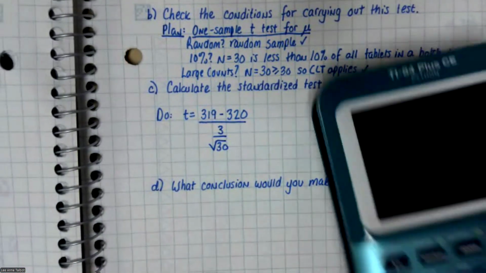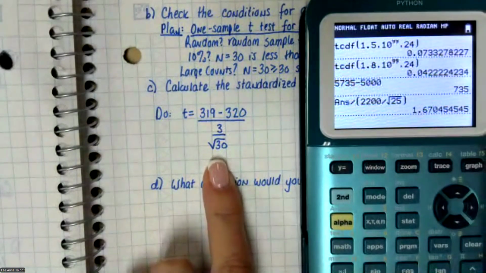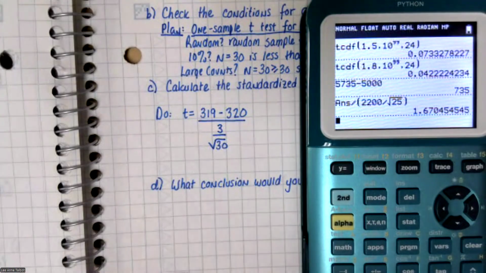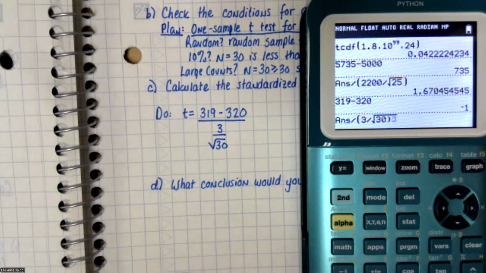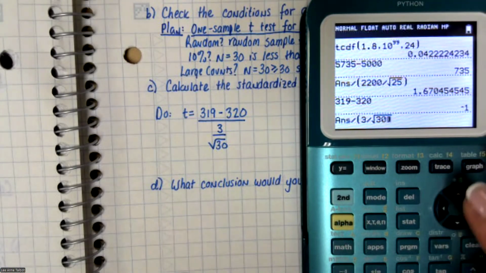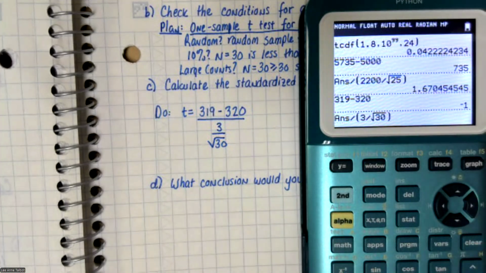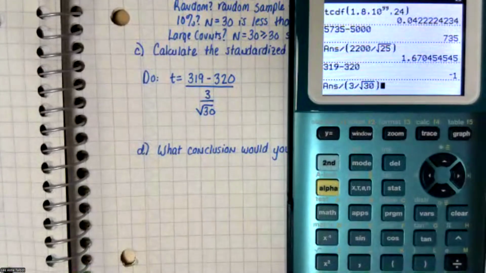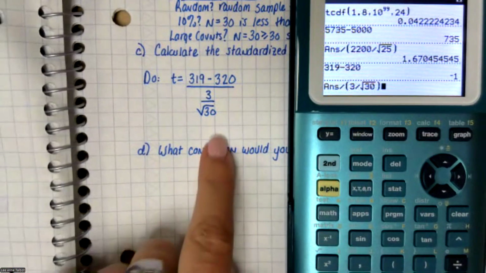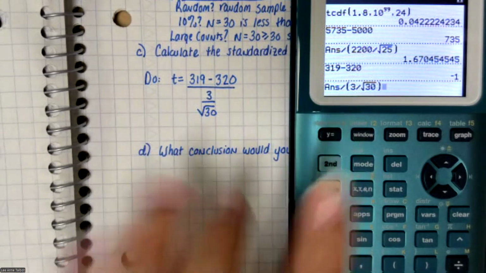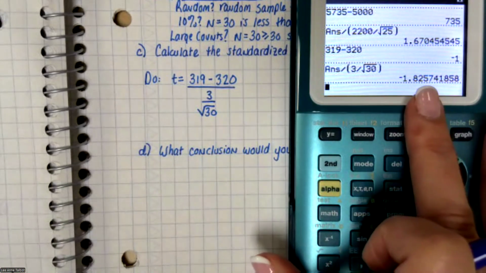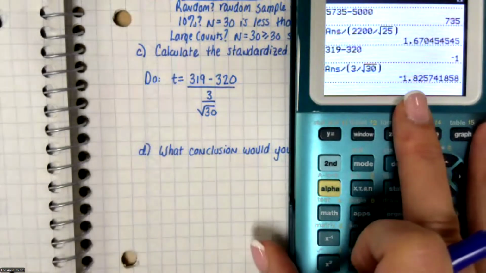This is another time where you need to be really careful about how you enter this in the calculator. If I don't do this in one swoop, you can if you like. I hit enter after the top, and then I divide by 3 divided by square root of 30 in parentheses. A lot of people, especially in fifth period, were calculating each of these pieces off to the side and then plugging them in, which is totally fine too. Just make sure that you're getting the same answer as me, which is going to be negative 1.83 in this case.